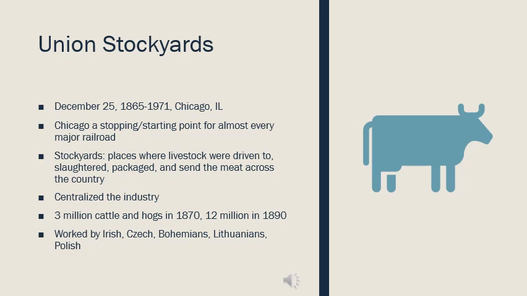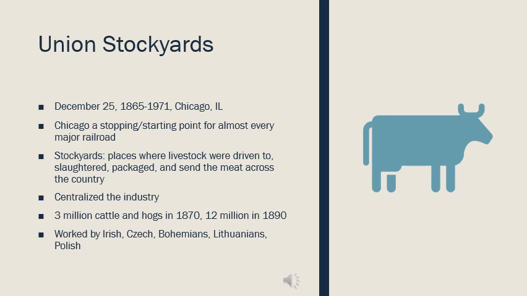Now, one industry that definitely benefited from this Transcontinental Railroad and from all of the characteristics of the Gilded Age was the development of the meatpacking industry. And the biggest meat packer in the country during the Gilded Age, and arguably into the 20th century, were the Union Stockyards based out of Chicago. So the stockyards opened on Christmas Day during the last year of the Civil War, and they lasted all the way up until 1971.